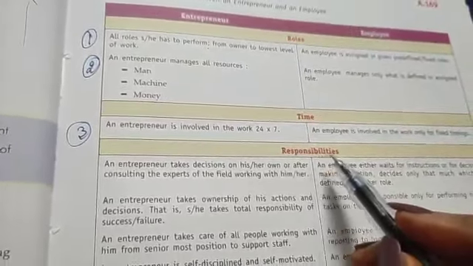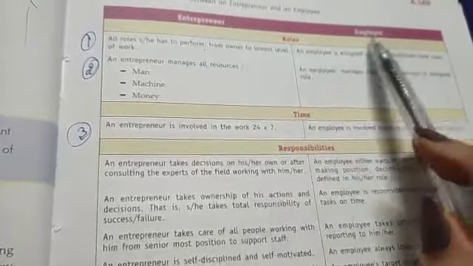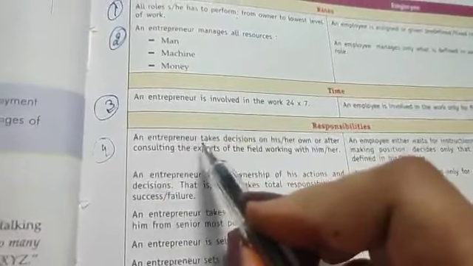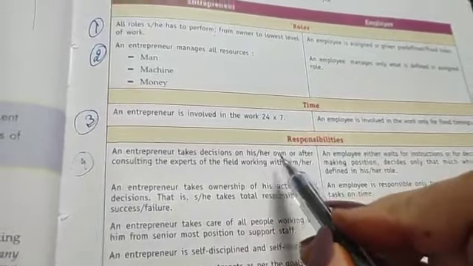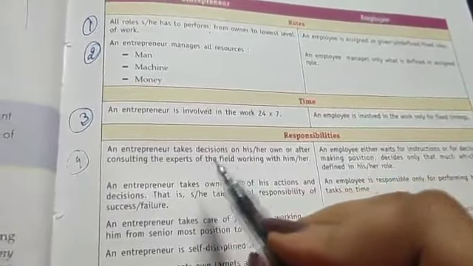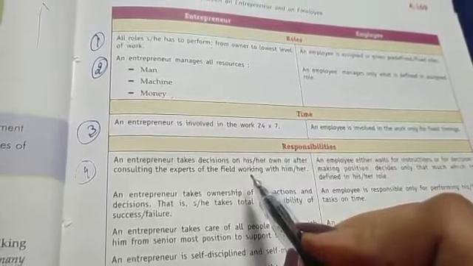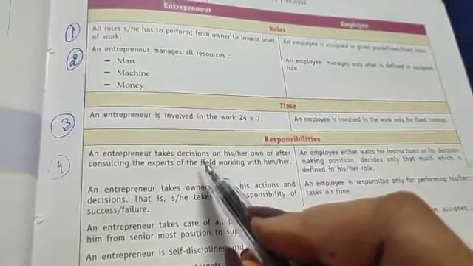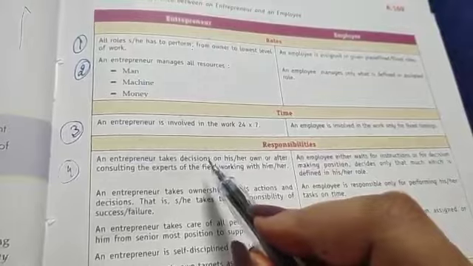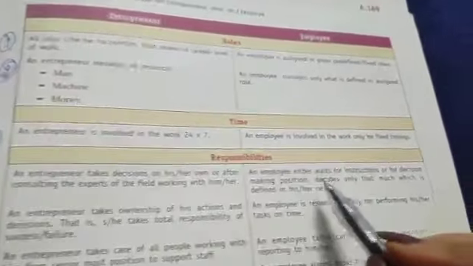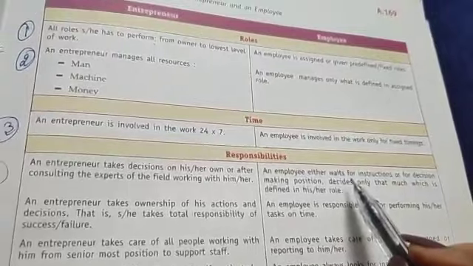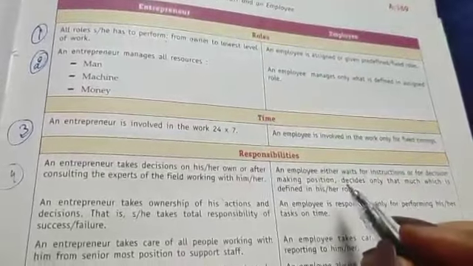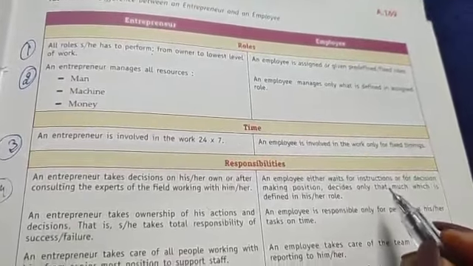The next difference is on responsibilities: what are the responsibilities of the entrepreneur and of the employee. The fourth point is that an entrepreneur takes decisions on his own. He is responsible for taking the decision, after consulting the experts of the company, about what tasks he has to do to make his business grow. But an employee waits for instructions from the entrepreneur, and whatever instruction is given by the entrepreneur, he will do the work according to that.